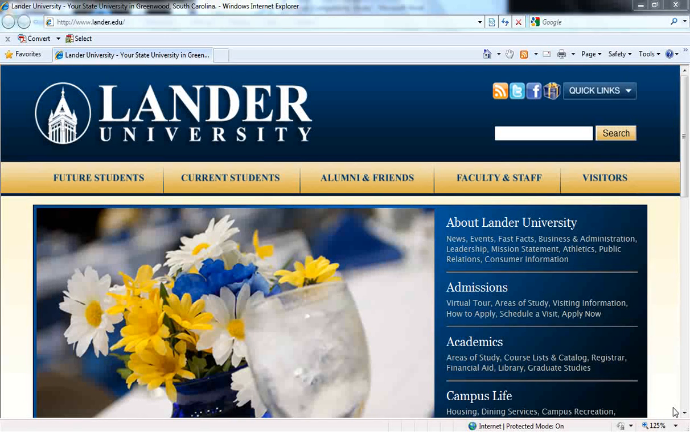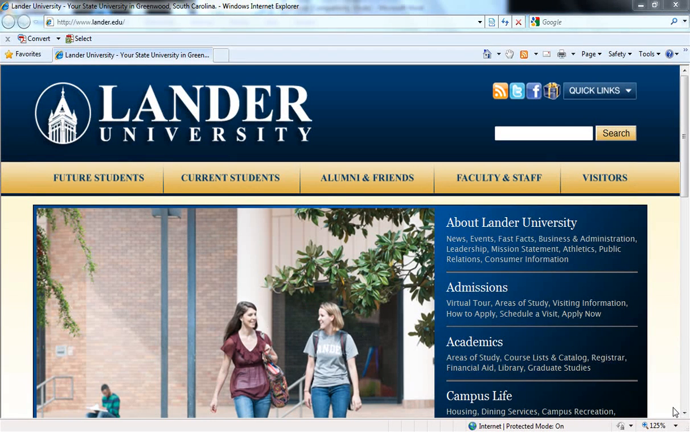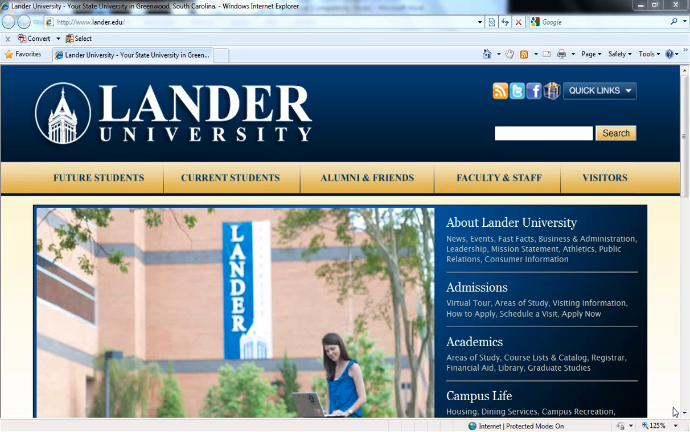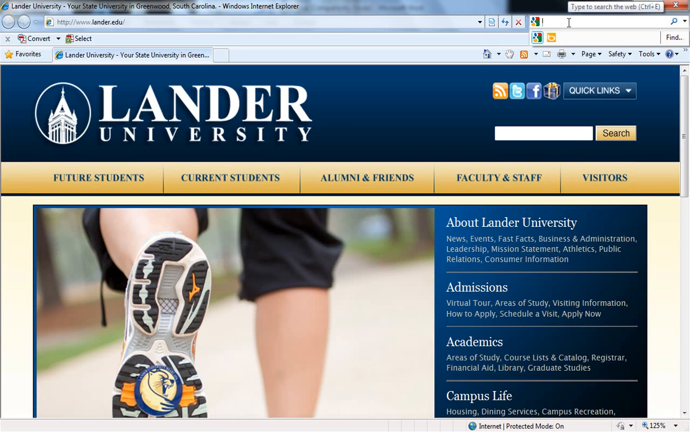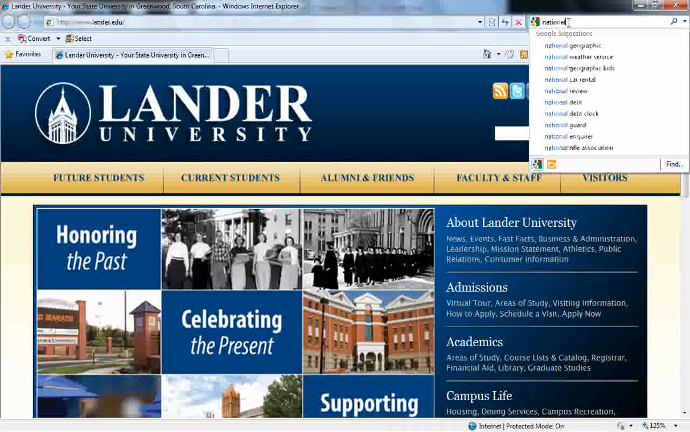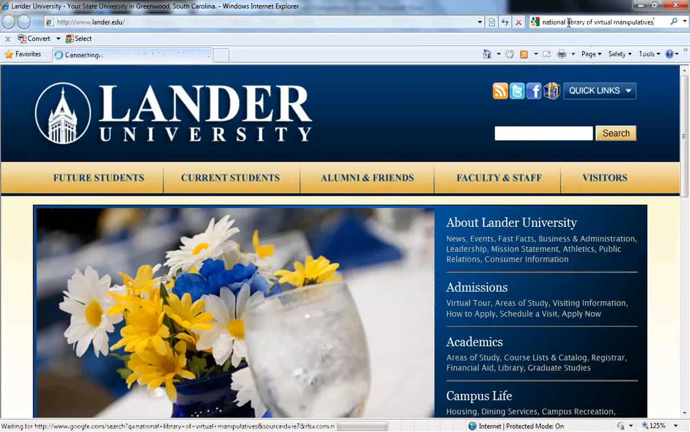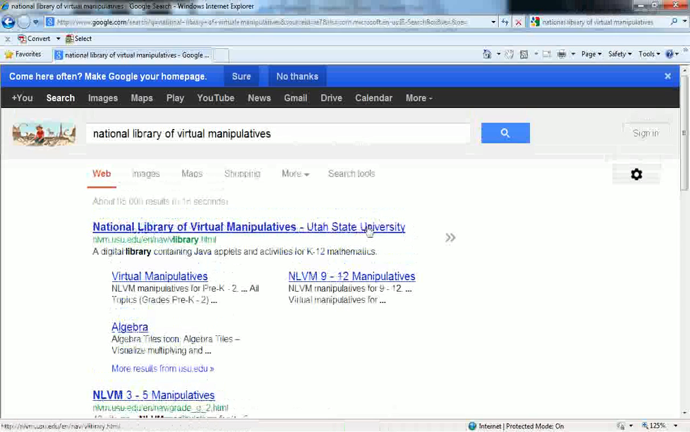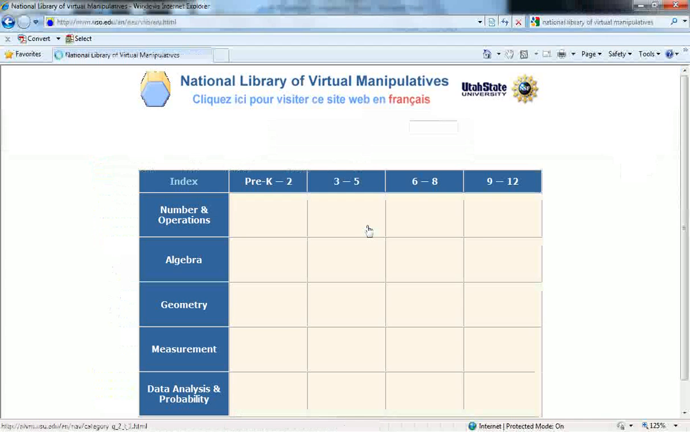I was given a request to give a little more information about our Base 5 block activity that we worked with in class. What you want to do is go into the National Library of Virtual Manipulatives, and I always go through Google unless I have it bookmarked. As soon as you start typing that, it should appear. Go into the top link.